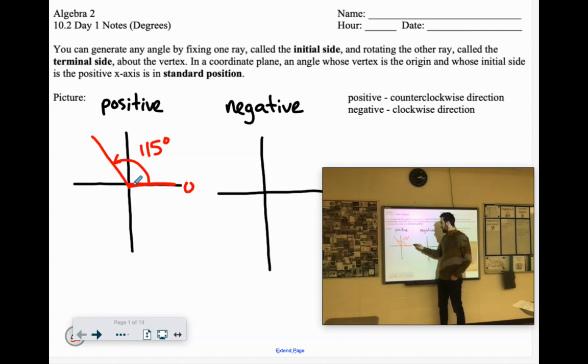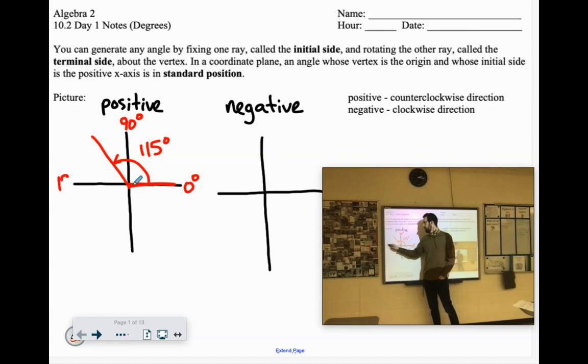Like here is 0 degrees. That's where you're starting. Then, going halfway up is going to be 90 degrees. You go half of a circle, that's 180 degrees. So each little quadrant is 90 degrees. 180 plus 90 is 270 degrees.